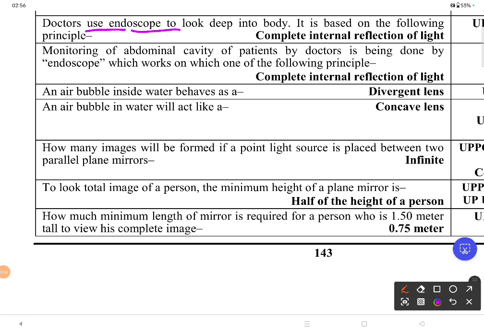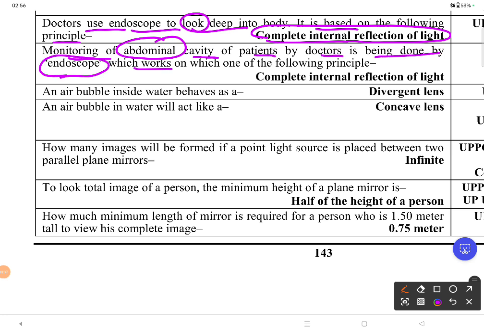Doctors use an endoscope to look deep into the body. It is based on the following principle: complete internal reflection of light. Monitoring of the abdominal cavity of patients by doctors is done by an endoscope, which works on the principle of complete internal reflection of light. An air bubble inside water behaves as a divergent lens. An air bubble in water will act like a concave lens.